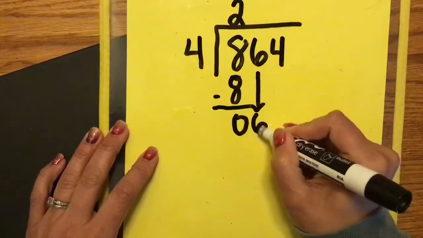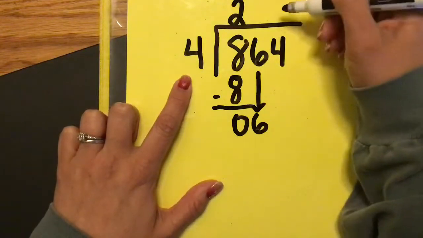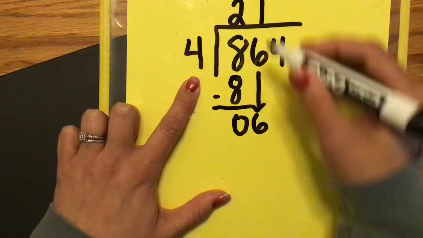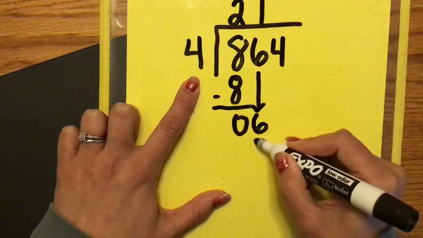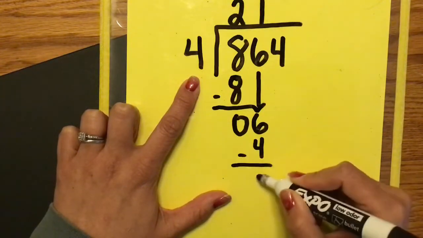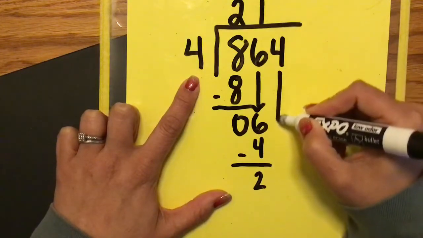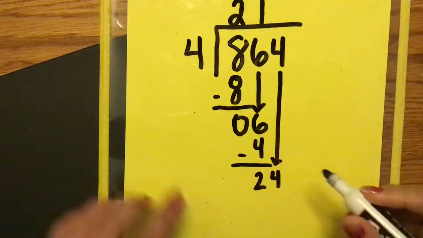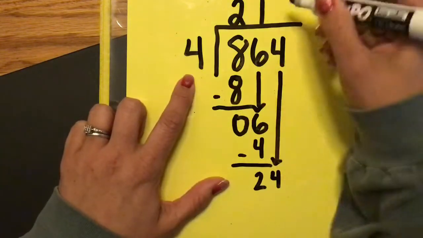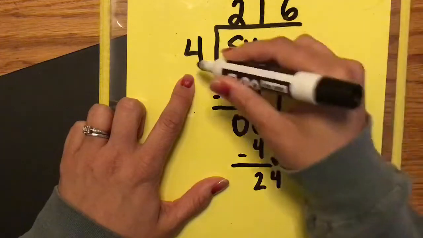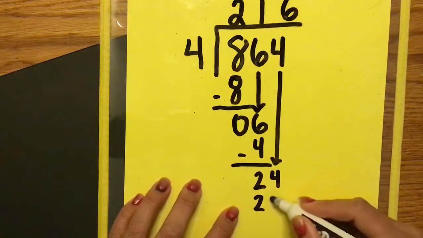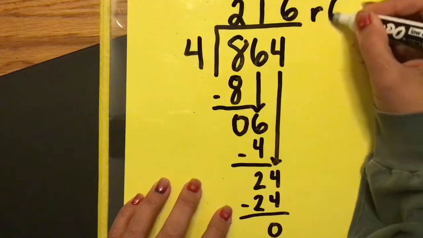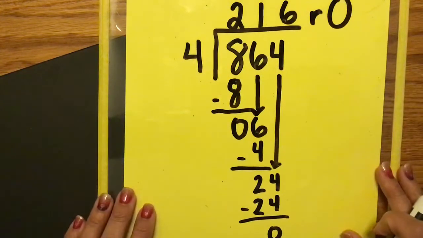So I have 6. 4 times 1 is closest to 6. So now I multiply 1 times 4. I subtract, and now I bring down the 4. And then 6 times 4 is the closest that I can get. So I subtract, and I have 0. Okay, so there's a remainder of 0.